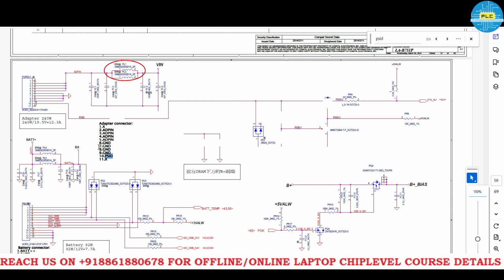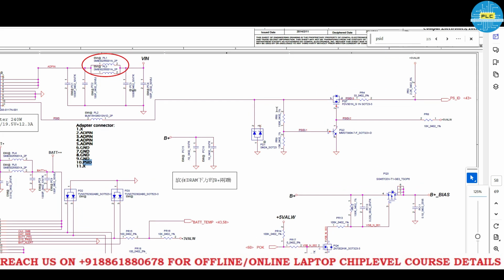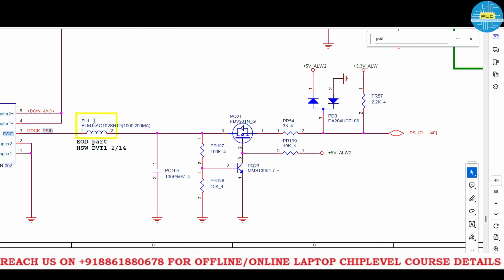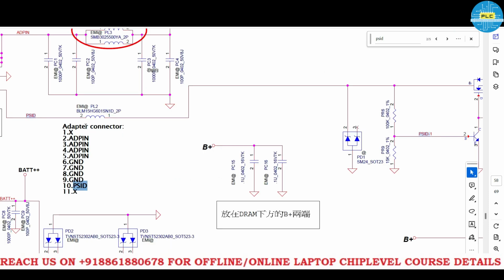Now what is that situation? Yes, it's opening. See, it's opened here. This is a DC jack, PSID. Here also inductor. See, this is the inductor BLM15HG60. In this previous one, BLM15AG102. And now in Alienware, it's a 601SG. See, it's going through a protection diode.